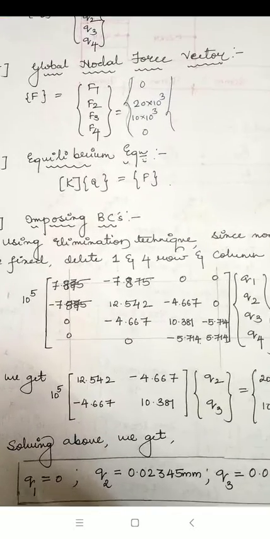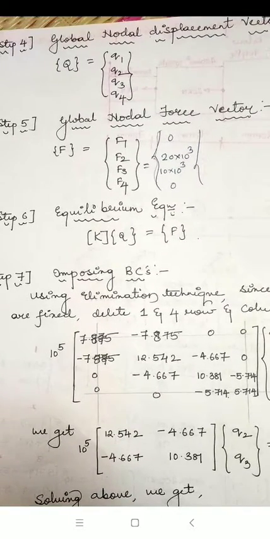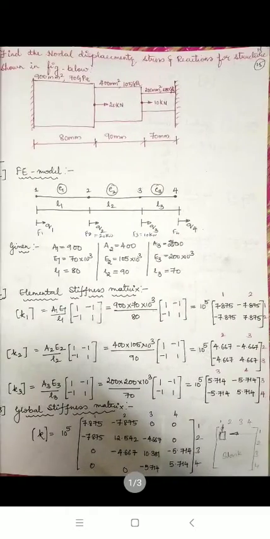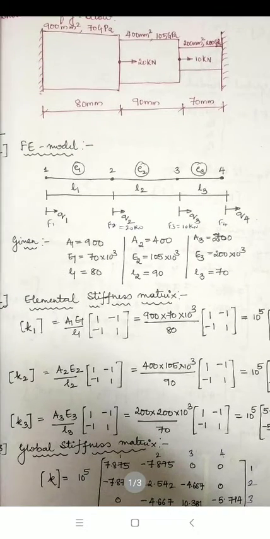Next, step number 4, global displacement vector, Q equal to Q1, Q2, Q3, Q4. And step number 5, global force vector, F equal to F1, F2, F3, F4. F1 is 0, F2 is 20 kilonewton, F3 is 10 kilonewton, F4 is 0. How we are getting these values, I have explained in the first step only, looking at the diagram.